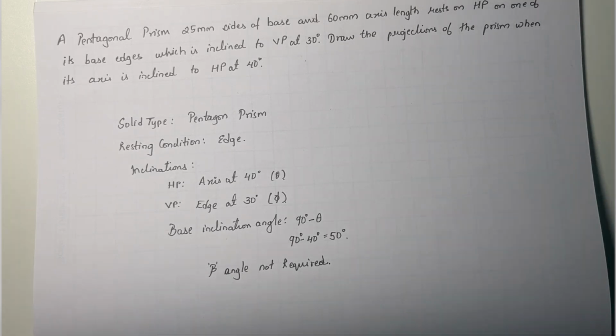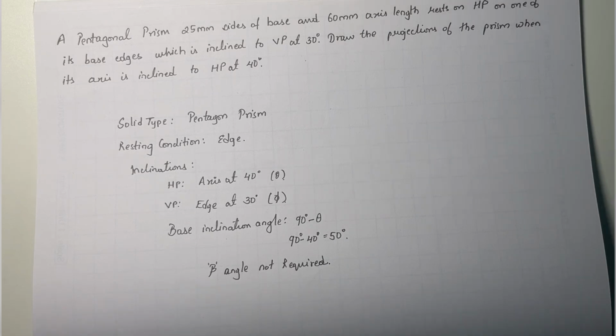And next we calculate the base inclination angle as 90 minus theta. So we are going to incline the base of the prism at an angle of 50 degrees so that the axis is inclined at an angle of 40 degrees. And also here the edge on which it is resting is taken for inclination with respect to the VP, and therefore it becomes a non-beta angle problem because the parameter is not going to change. That is, the edge length is going to remain 25 mm in its first position as well as second position, and hence we are going to consider this parameter for inclination with respect to the VP, and hence it is a non-beta angle problem. So now let us see how the solution is drafted.